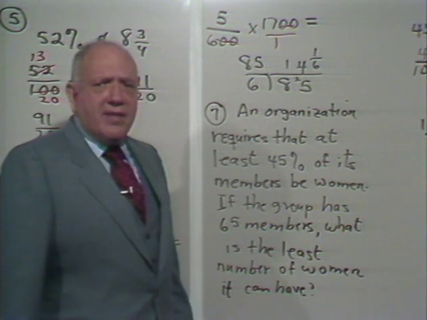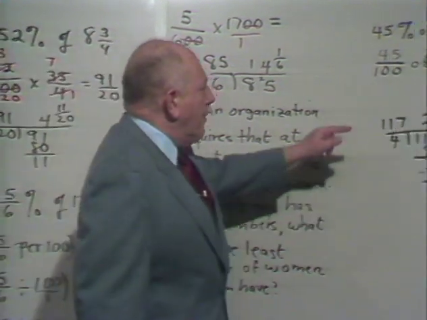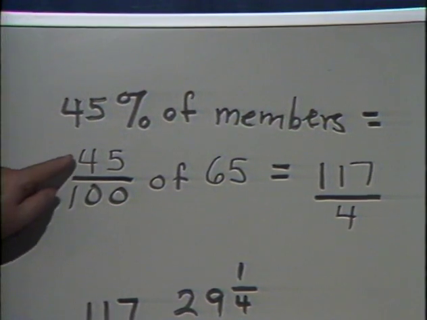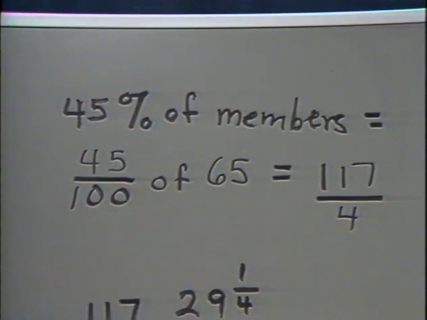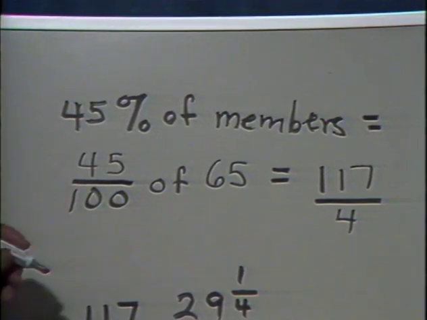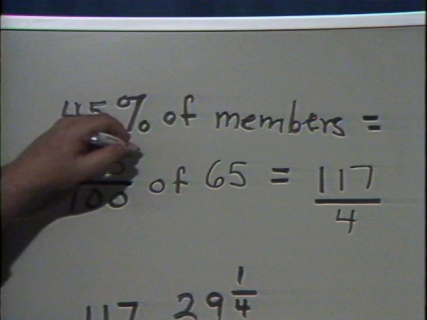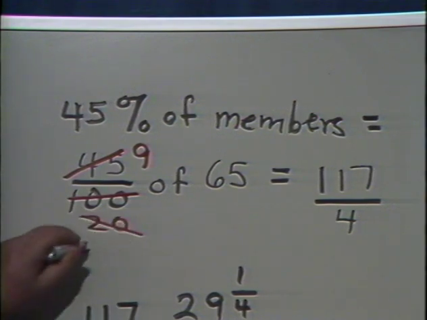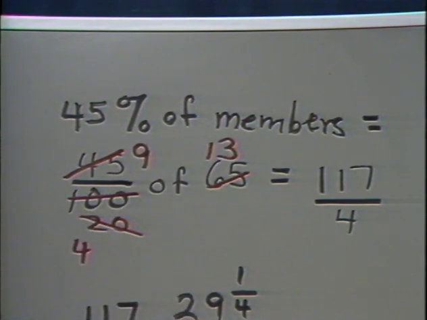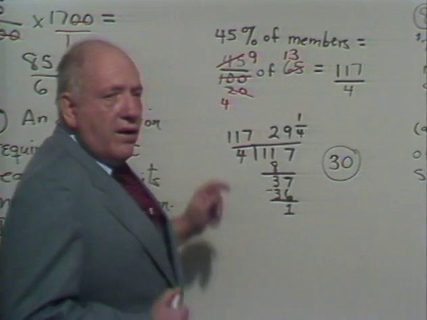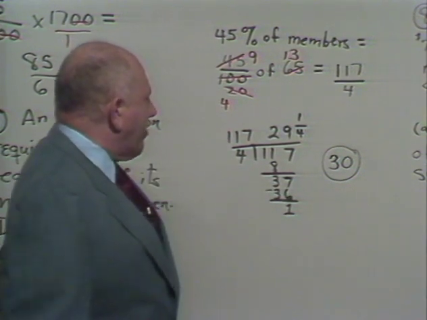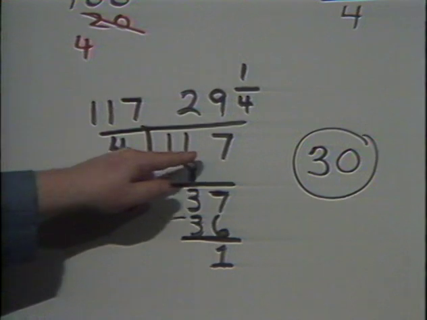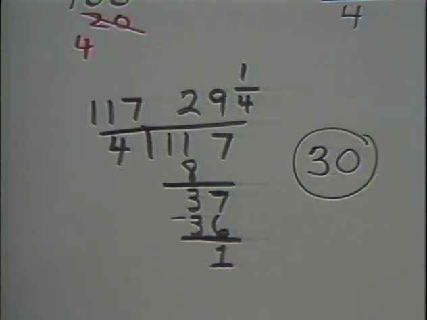Well, when you say that 45% of the members have to be women, if the number of members is 65, you're talking about what? 45 hundredths of 65. And by the way, again, you could multiply this whole thing out. You could also say what? 5 goes into 45 9 times, 5 goes into 100 20 times, 5 goes into 20 4 times, 5 goes into 65 13 times, 13 times 9 is 117, 4 times 1 is 4. So as a common fraction, the number of women has to be at least 117 over 4. 4 goes into 117, 29 and 1/4 times. So there has to be at least 29 and 1/4 women.